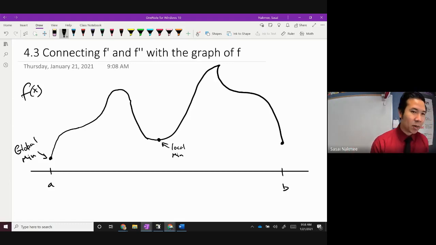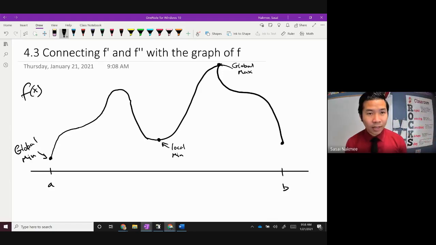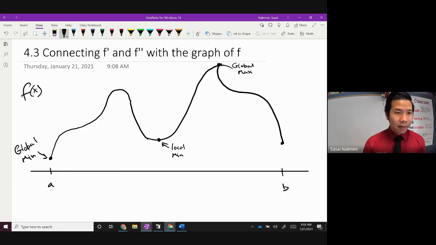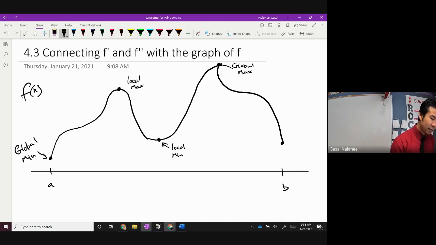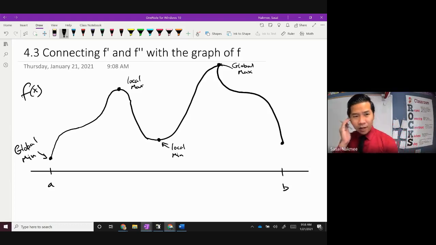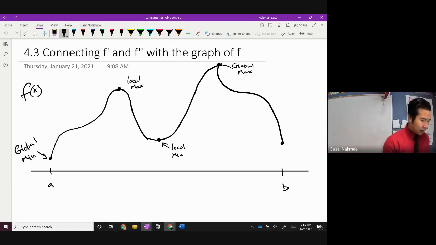Where's the absolute maximum or the global max? I would say that's up here. The global max occurs at this point right here. Now, do you see a local max anywhere? Hopefully you can see it, it's right here. We're going to call that the local max.